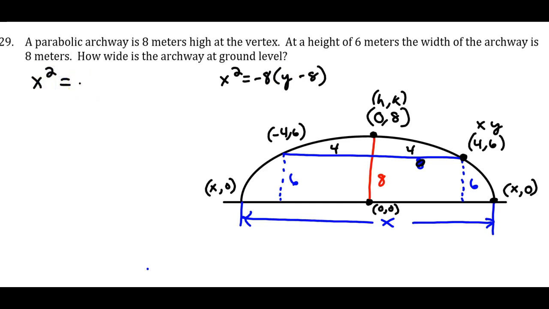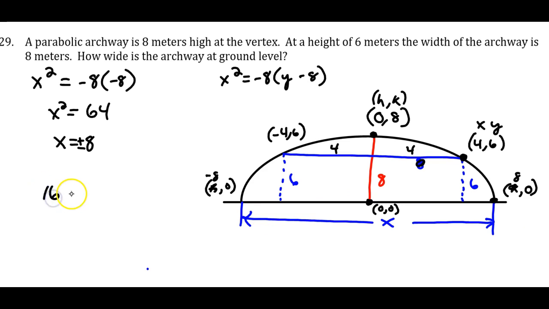So x squared is equal to negative 8 times negative 8. Negative 8 times negative 8 is positive 64. So x squared equals 64. So x's value is plus or minus 8. So this is at (negative 8, 0) and (8, 0). And so how wide is it at the ground? At ground level, it is 16, and this is in meters, I believe, 16 meters wide. So this is 8, and this is 8. This whole thing right here is 16.